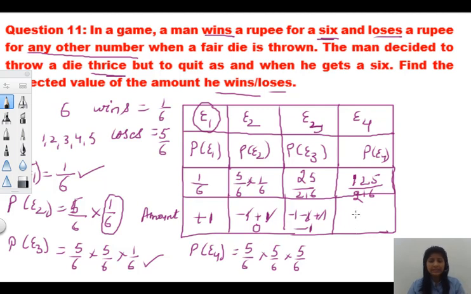Okay, now what is the money that he will be getting? Minus 1, minus 1, minus 1, because he loses every time. So minus 3 is the money that he is receiving. Okay, this is clear now. How do we find the mean? We have to multiply this probability with the amount. Okay, so for the first one, how much is he getting?